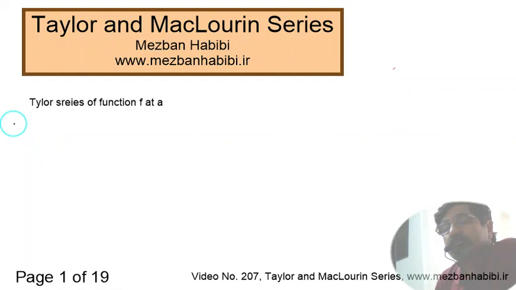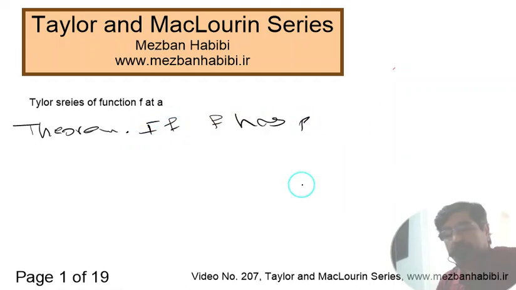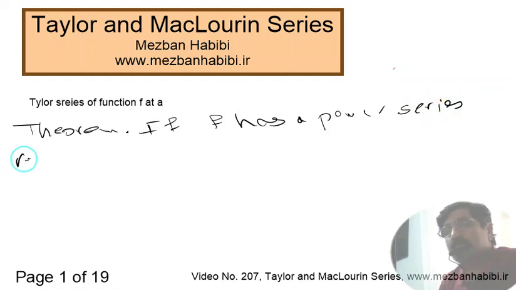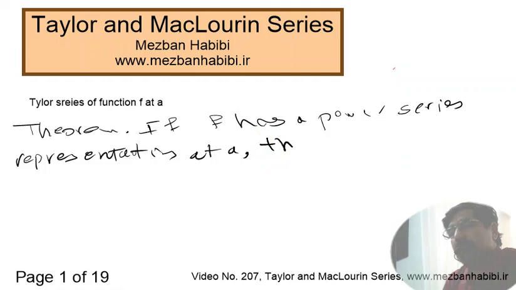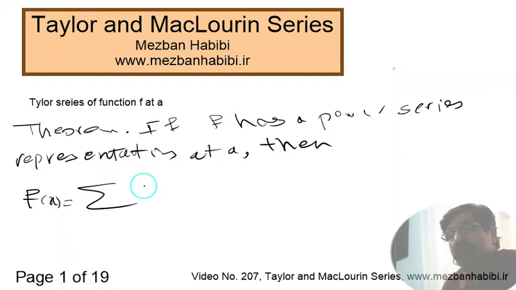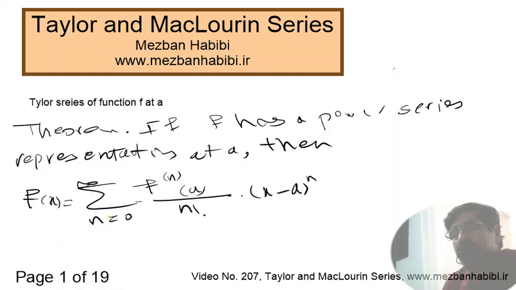To start, we write a theorem. If f has a power series representation at a, then f of x equals the sum of the nth derivative of f at a over n factorial times x minus a to the n, from 0 to infinity.